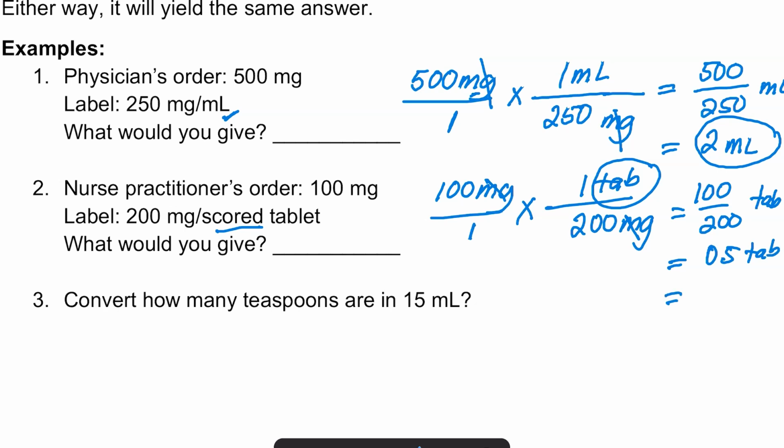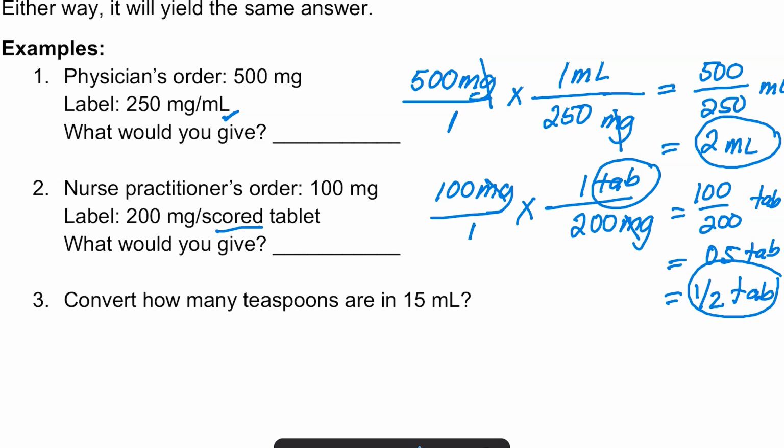And knowing the rounding rules that we went over earlier, if it's a tablet, we have to round it to the nearest half. So it needs to be in fraction form. So 0.5 tablet is basically half a tablet. So that would be your answer.